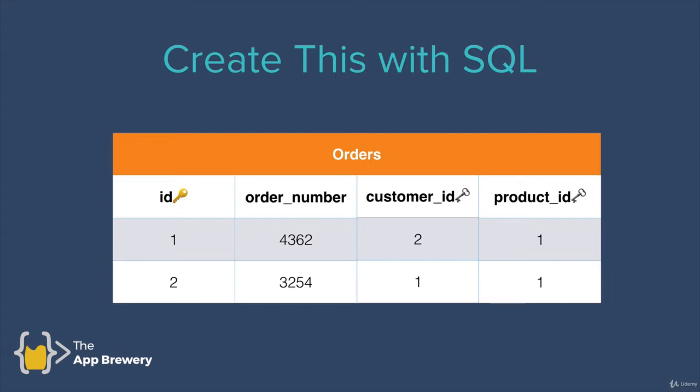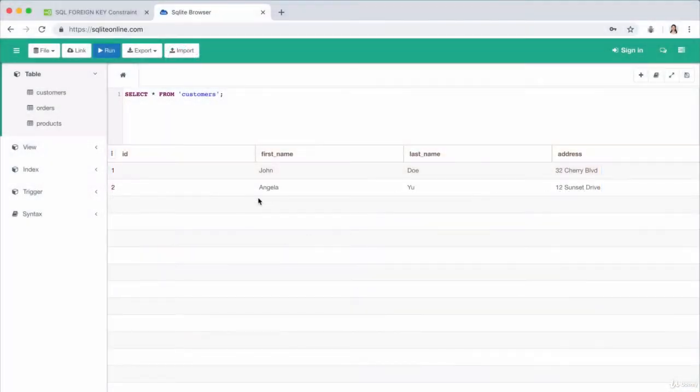It'll have an ID of 1, an order number of 4362, and the customer who bought it had an ID in the customers table of 2, and the product had an ID of 1. If you take a look in our customers table, the customer with an ID of 2 is me, Angela Yu, at 12 Sunset Drive, and the product with an ID of 1 is a pen.